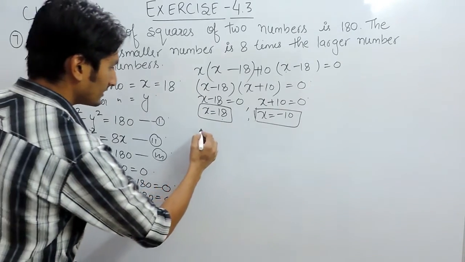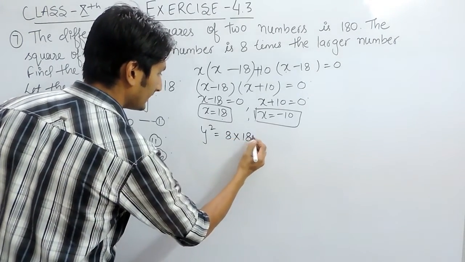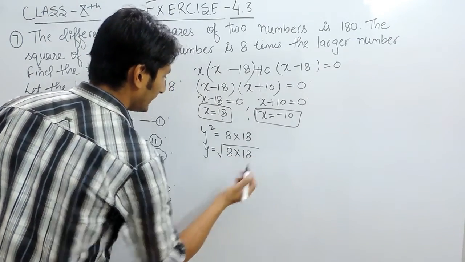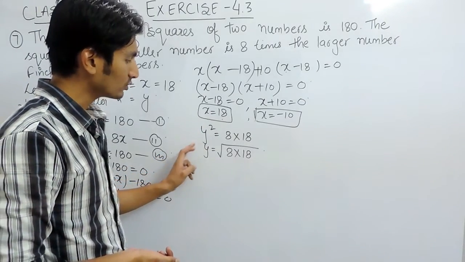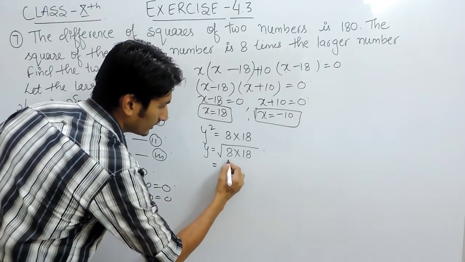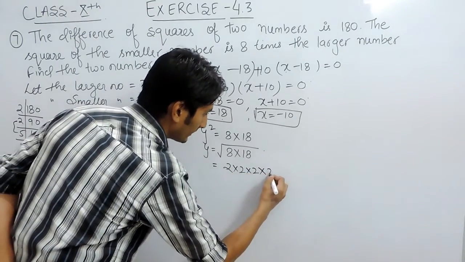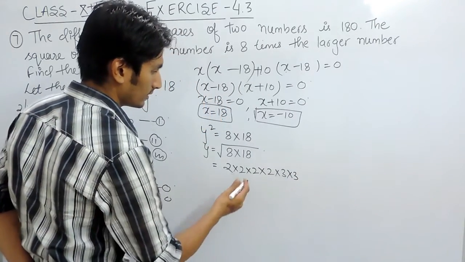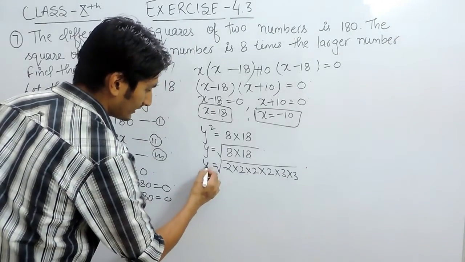So y square is equal to 8 into x, which is 18. So y square equals 8 into 18, and we have to find the value of y. So take the square root on both sides. Now we know that 8 can be written as 2 into 2 into 2, and 18 can be written as 2 into 3 into 3. So we have to find the square root.